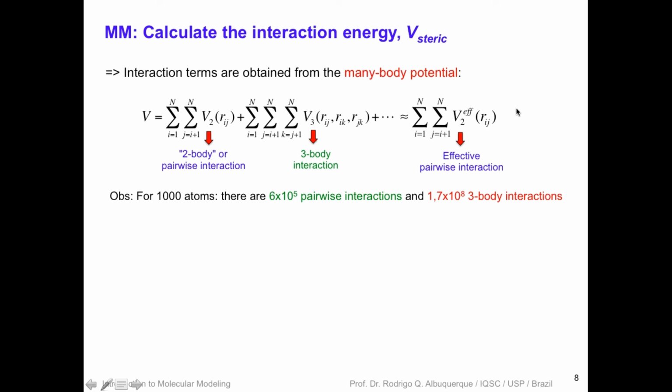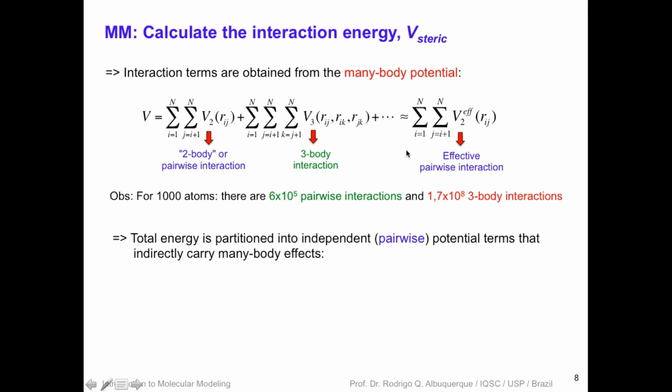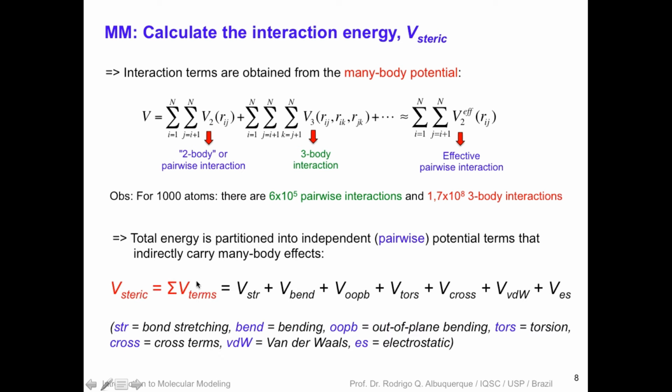So molecular mechanics is based on these effective pairwise interactions. The total energy is then partitioned into independent pairwise potential terms that carry indirectly many-body effects. And here is how we can show that V steric, the potential energy for the system, is a sum of terms, effective pairwise terms that describe the two-body interactions between many parts of the system.